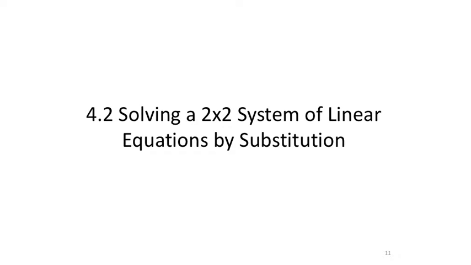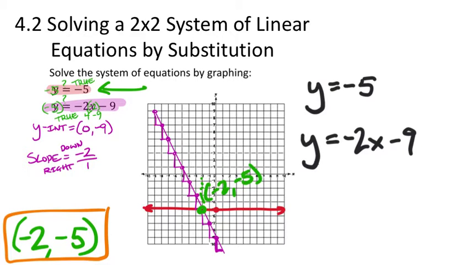We can go on to 4.2, solving a 2x2 system of linear equations by, this is a new method, substitution, which we kind of did discuss just a little bit and very briefly there in 4.1. So remember this problem that we did in 4.1, right? Now, I'm going back specifically to the system. Remember that it says y equals -5?